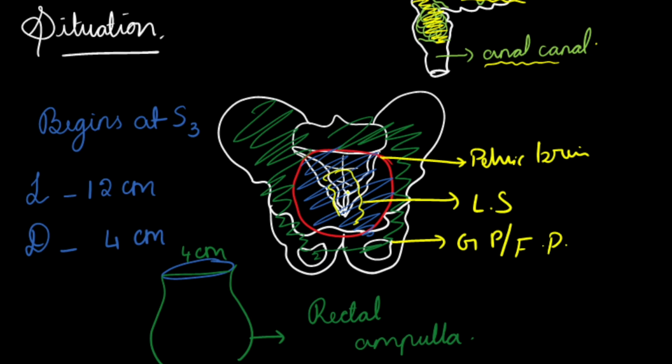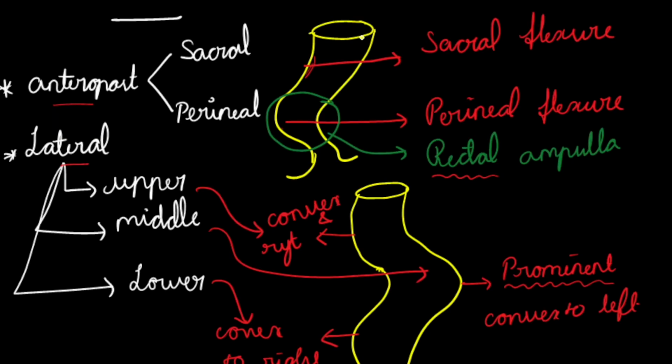The rectum is situated in front of the sacrum, and it begins at the S3 level. The length of the rectum is 12 centimeters and the diameter is 4 centimeters. At the beginning it will have 4 centimeters, and at the end it will dilate to form the rectal ampulla. Now regarding the course and direction of the rectum.